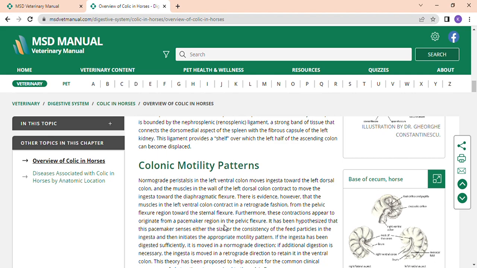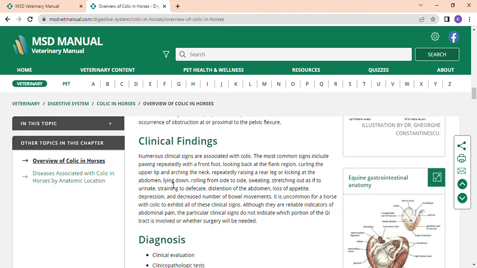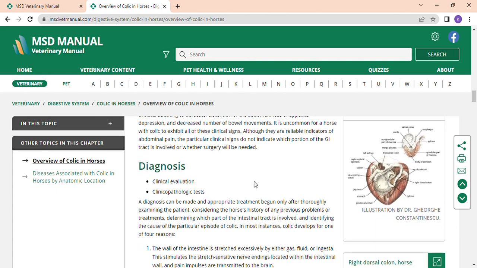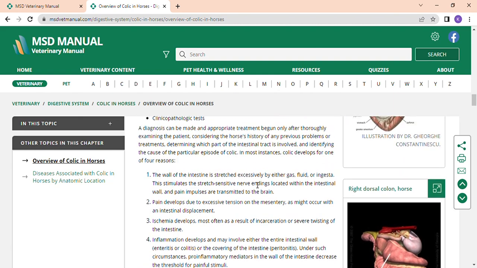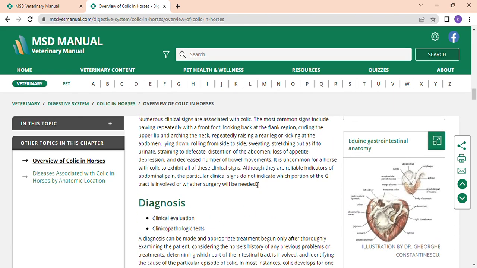Colic, clinical findings: numerous clinical signs are associated with colic. The most common signs include pawing repeatedly with the front foot, looking back at the flank region, curling the upper lip, and arching the neck. Diagnosis requires clinical evaluation by the veterinarian, not by the owner of the horse, and clinicopathological tests that we do in the lab to check whether it is colic or some other pathological condition in the horse.